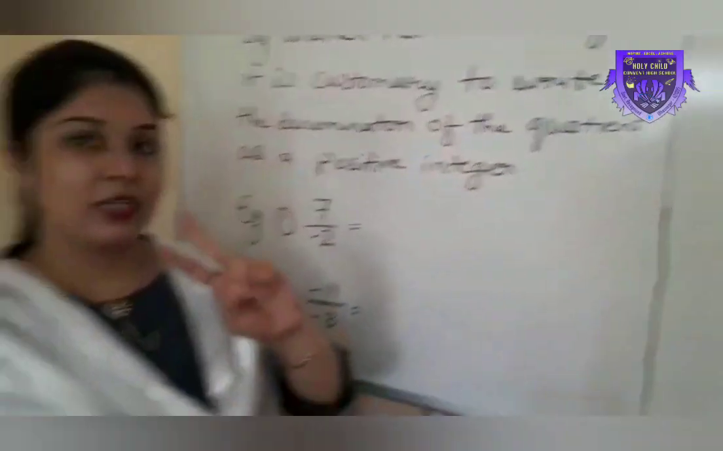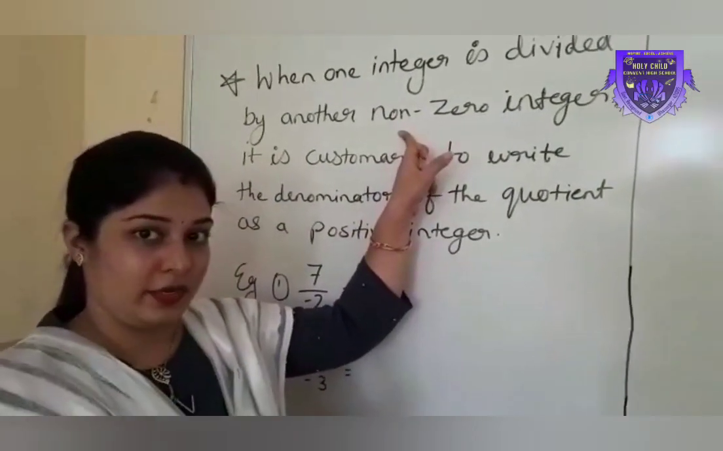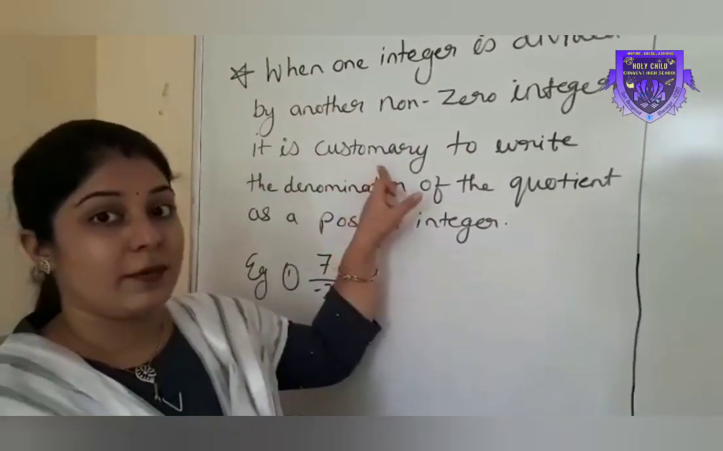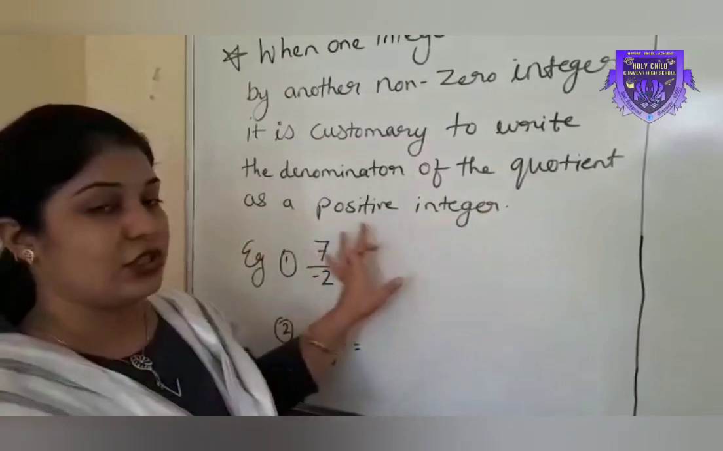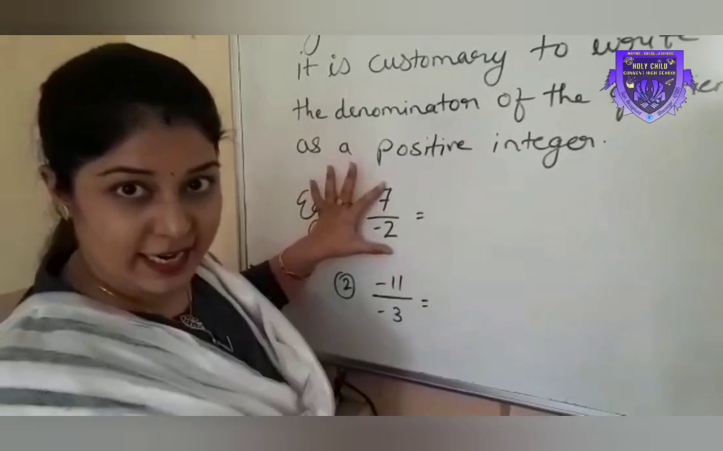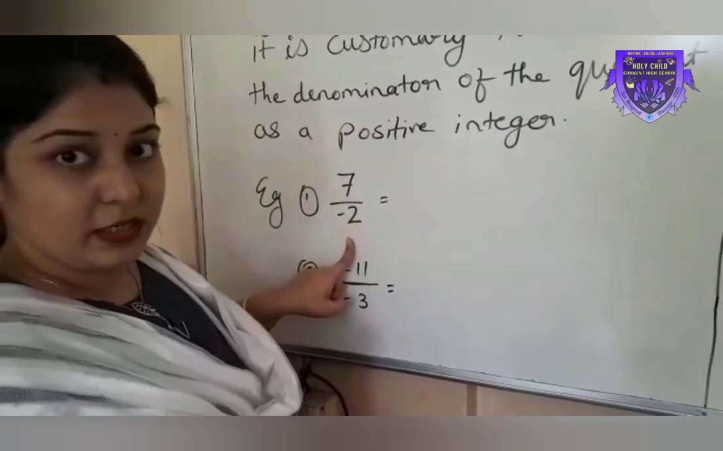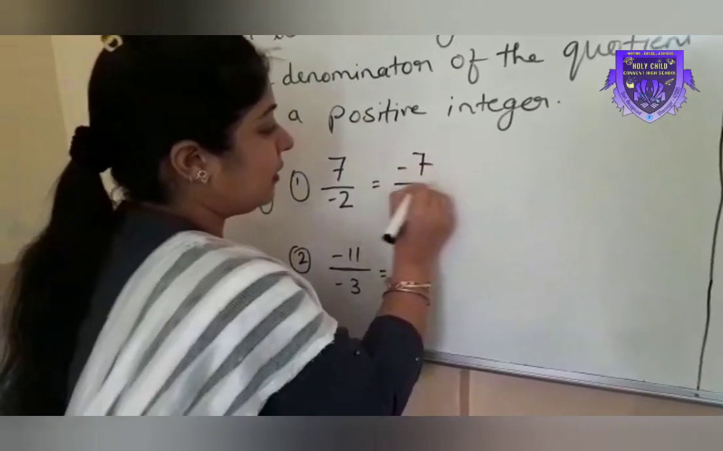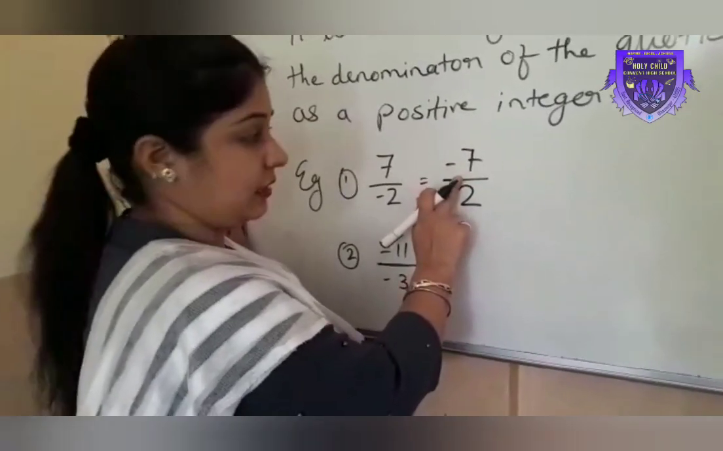Means when we are dividing one integer by a second non-zero integer, the second is also a number, not zero. Then it becomes customary, means compulsory, to write the denominator of the quotient, the answer we get, as a positive integer. Suppose this is the quotient we are getting by dividing. If it is negative in the denominator, we have to write that minus sign in the numerator. Compulsorily we have to shift this minus sign to the numerator in the answer.